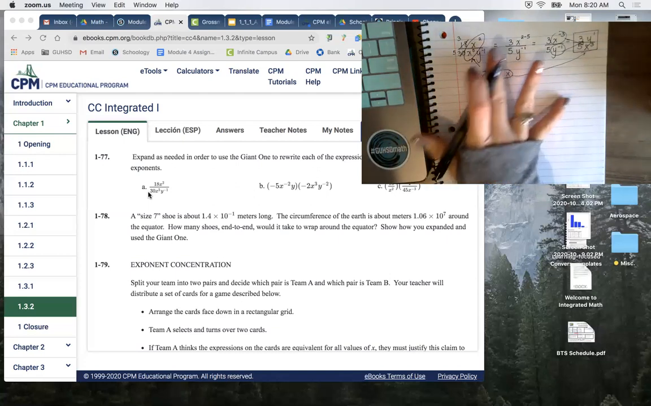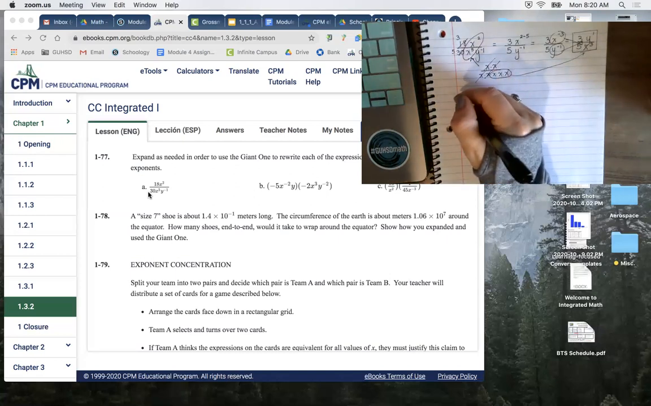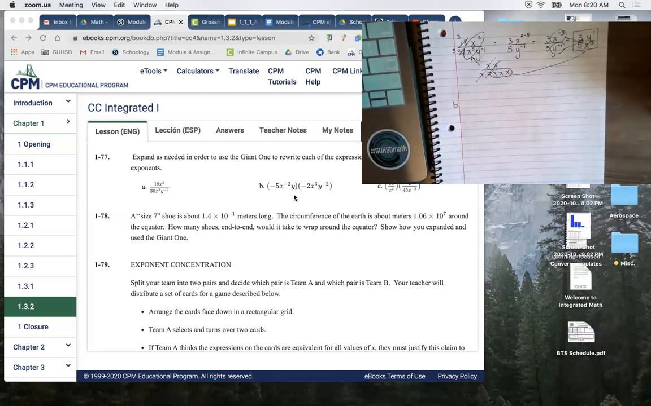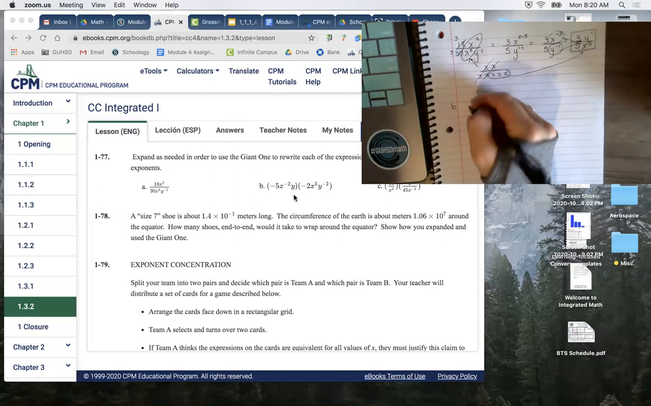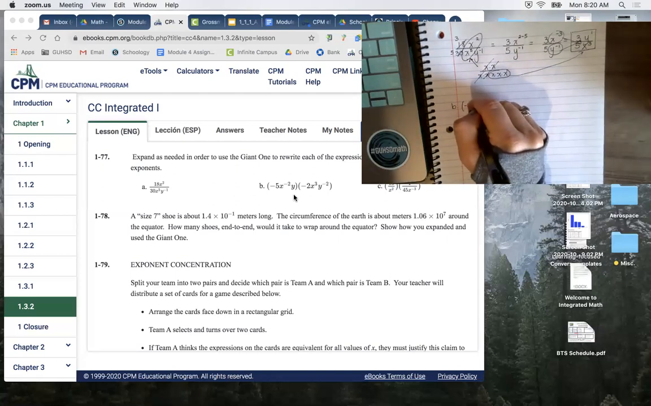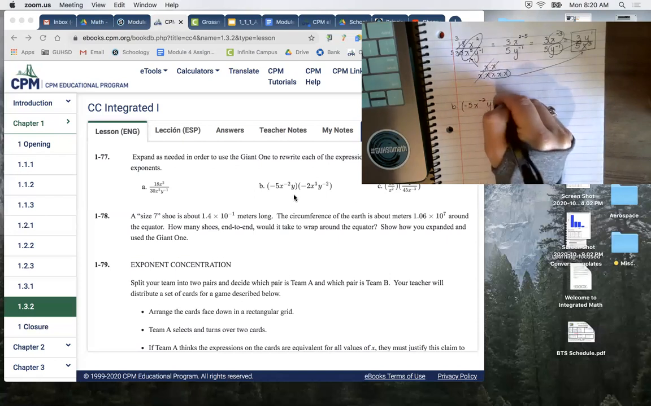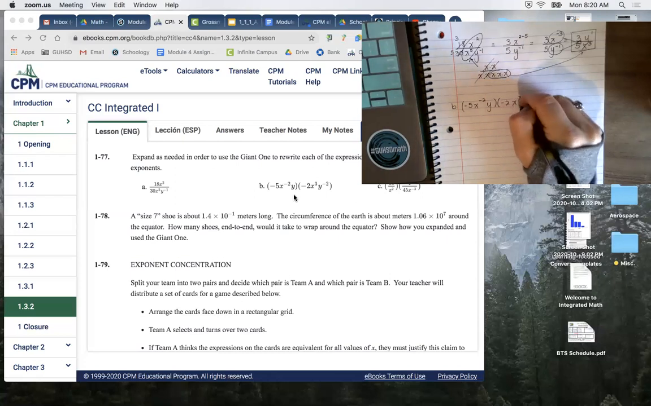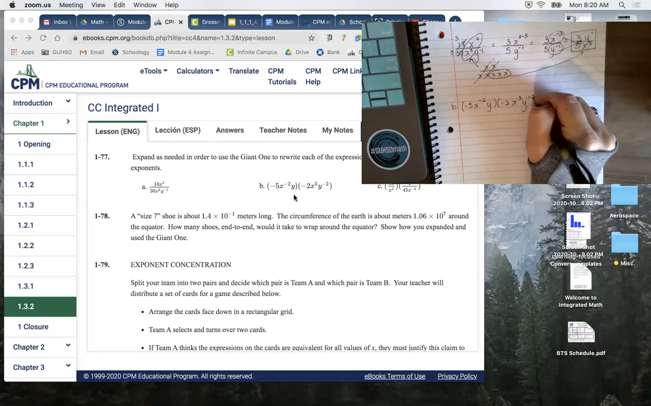Okay, and I'll go ahead and generalize it like I did yesterday in just a minute. What I'm going to do first is I'm going to do B so that you guys can see another example. So on this one, I have multiplication. So I have -5, x to the -2 power, y, times -2, x to the 3rd power, y to the -2 power.